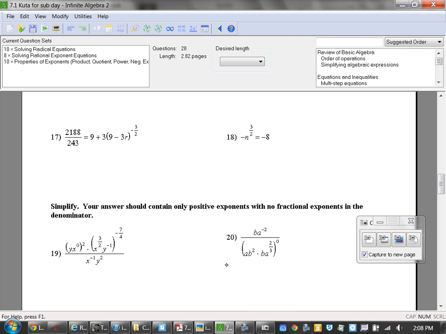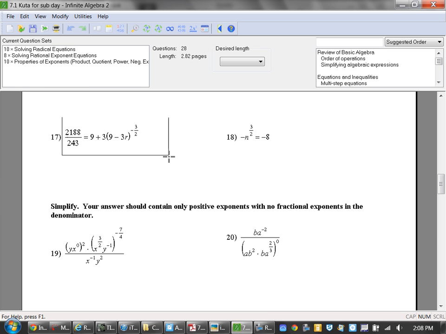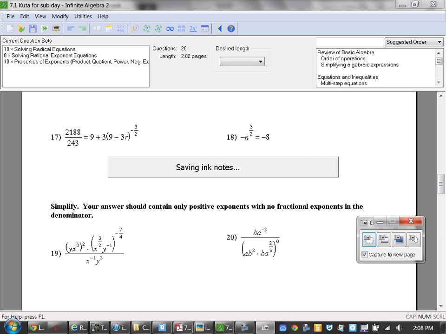17, you have to work with the fraction. Just use your fraction button on your calculator. Type in the 2188 over 243, use the alpha y equals, subtract 9 right away, hit enter, divide it by 3 right away, hit enter. Raise that to the negative 2/3, hit enter. Subtract 9, hit enter. Divide by negative 3, hit enter. You're done.